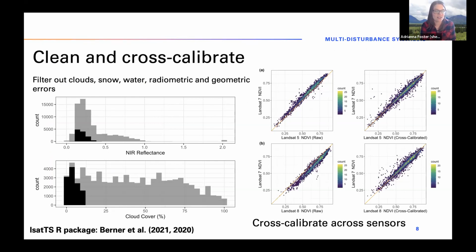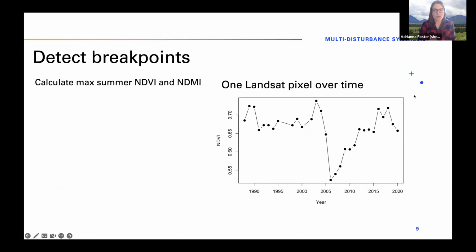This is all within this LSAT TSR package. Here you can see the Landsat data on the y-axis, which is used as the benchmark because it overlaps with both Landsat 5 and 8, and then the Landsat 5 and 8 data on the x-axis. This is the raw data, and on the right is the calibrated data. Once we have these calibrated trajectories, we derived summer maximum values for NDVI and NDMI.